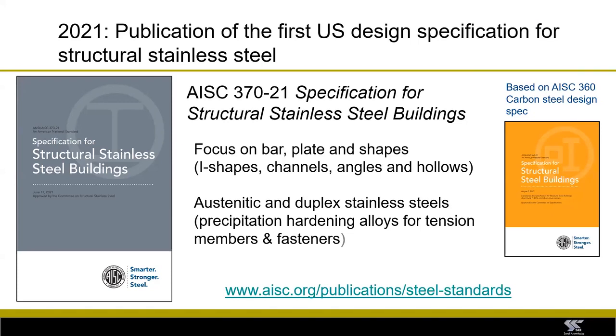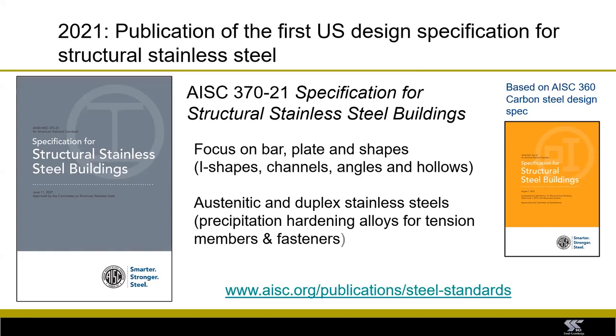What's the scope of 370? Well, it focuses on sections, bar, and plate, and it mainly covers the austenitic and duplex families of stainless steel. Not ferritics, because you may remember last week I told you ferritics really are more for the lighter gauge, thin material.